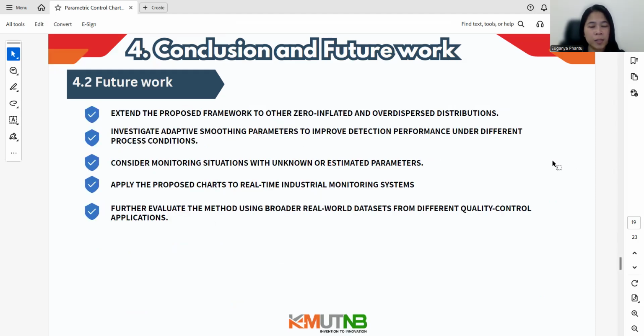For future work, the proposed framework can be extended to zero-inflated and over-dispersed distributions. Adaptive smoothing parameters may also be investigated to improve performance under different process conditions. Another possible direction is to study cases where process parameters are unknown or must be estimated from data. Finally, the method can be applied to real-time industrial monitoring systems and broader real-world quality control data sets.